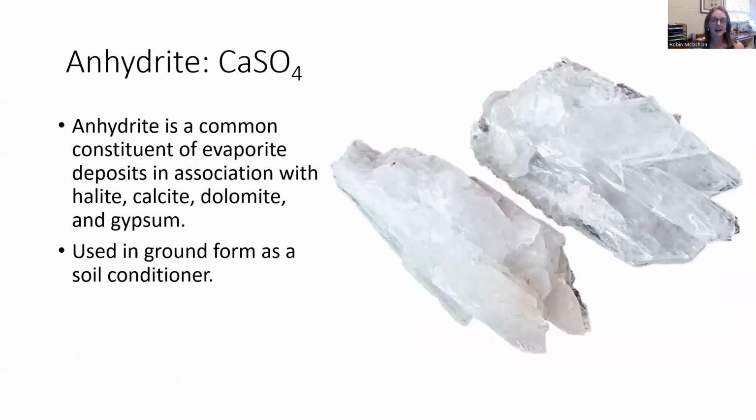Next up, we have anhydrite. This is a common constituent of evaporite deposits, so it's also found along with halite, calcium, gypsum, and so on. It's often used as a soil conditioner.